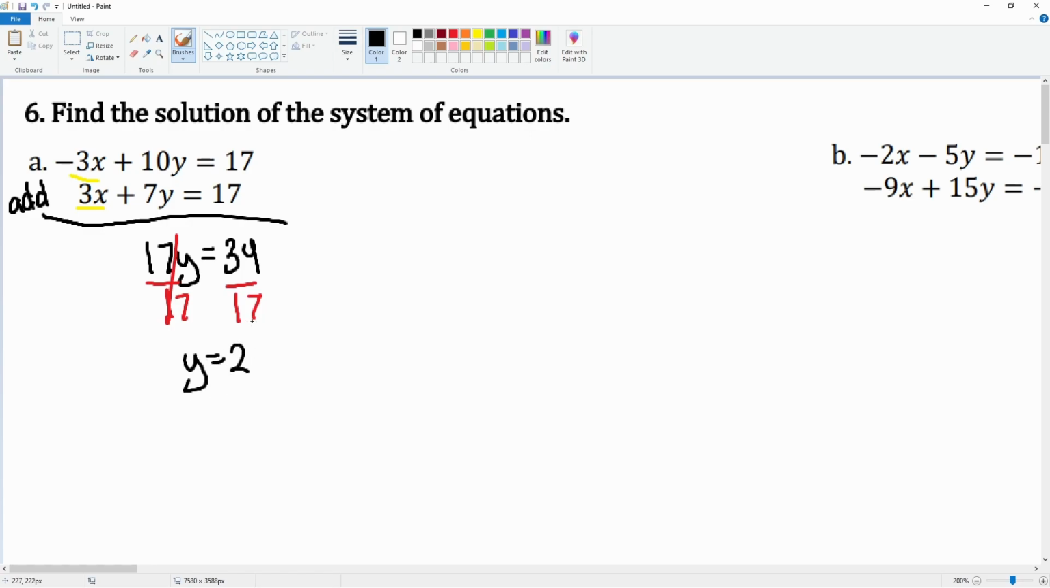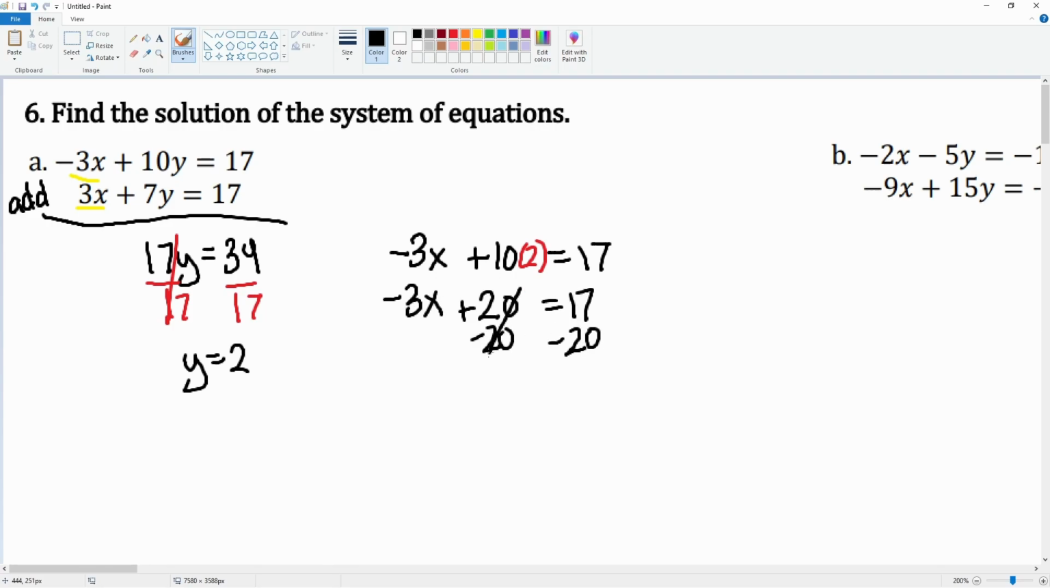Now the fact that we have a y, we can get the x by substitution. Okay, so I can write -3x plus 10y is equal to 17. I can make this substitution, so I erase the y and put in a 2. Now I can do the multiplication. 10 times 2 is 20. Bring down that -3x from before. Subtract 20 to both sides. This does cancel, leaving you here with a -3. Bring down that -3x.